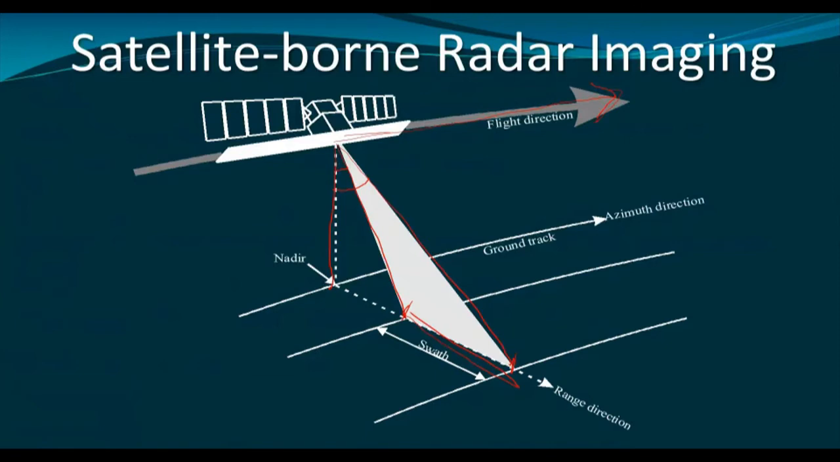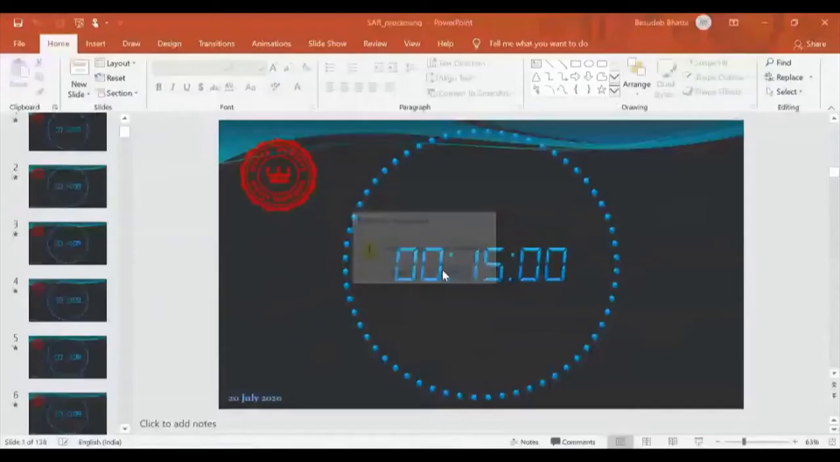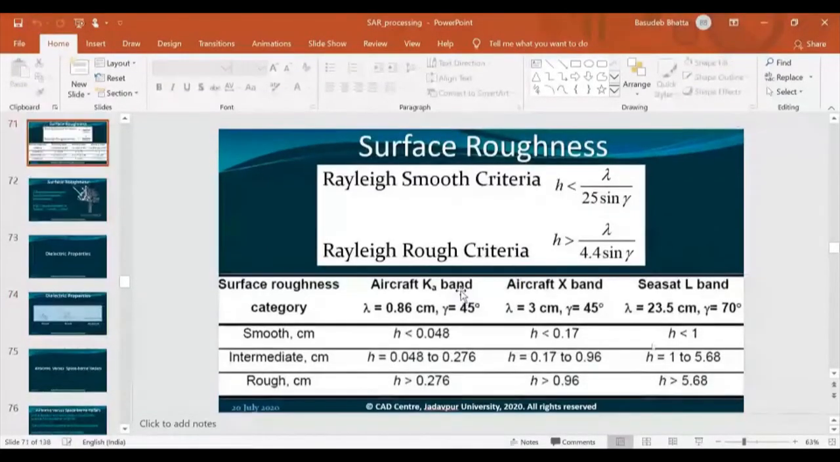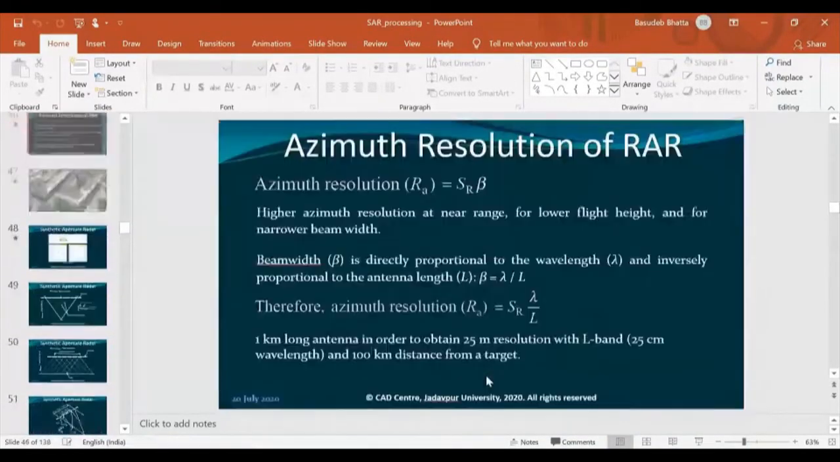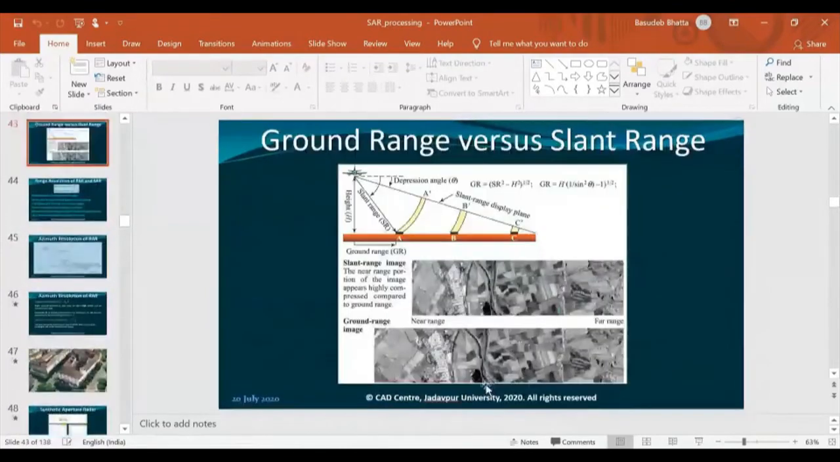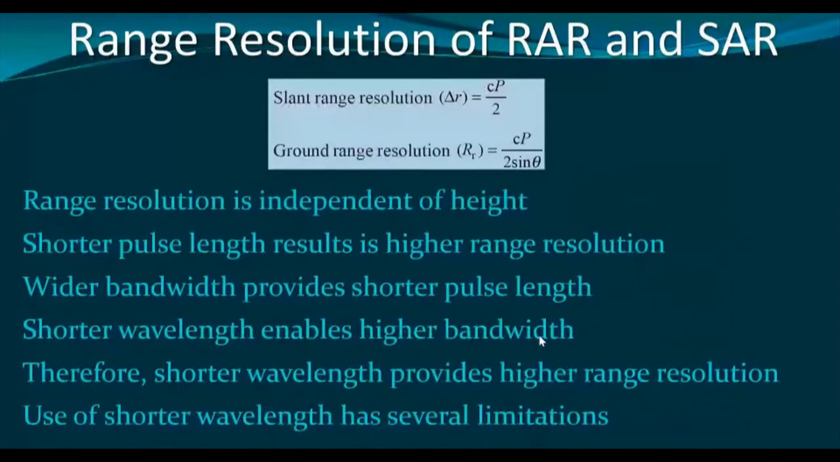But one thing I forgot to mention last day, that it was supposed to be discussed. Let me discuss it today. That is, why the radar looks off the nadir, why it can't look directly towards the nadir. So, this is the formula. Now, see, last day we discussed range resolution for the real aperture radar as well as the synthetic aperture radar. It is the same for both.